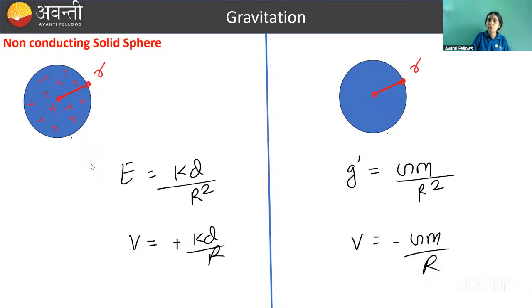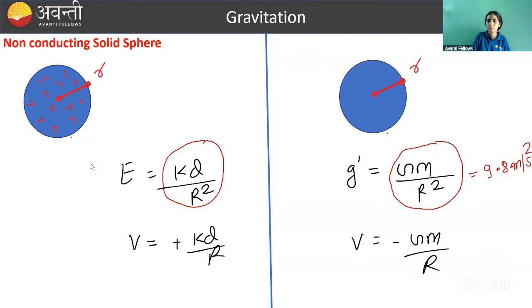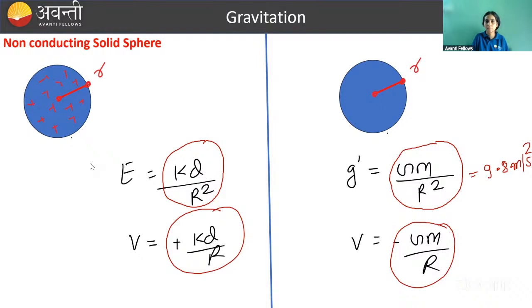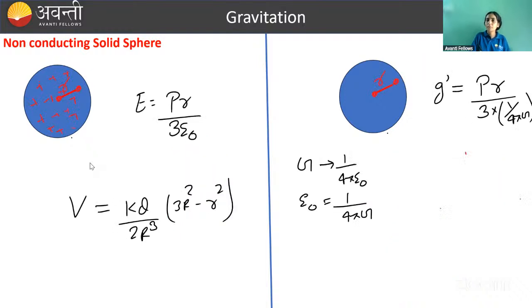If we talk about electric field on the surface, this will be kq by r square, and here it is GM by r square, which we call 9.8 meter per second square. Similarly, gravitational potential at a point on the surface of Earth is minus GM by R, and for the non-conducting solid sphere, it is this.